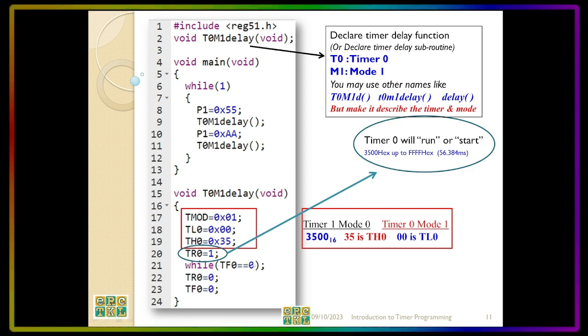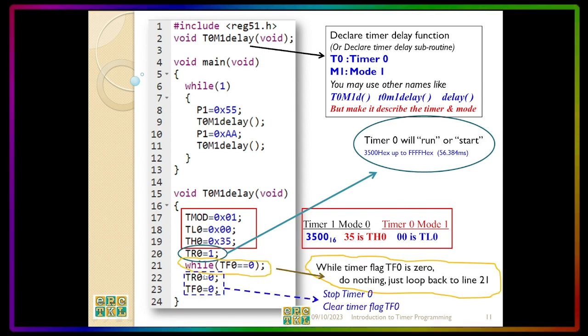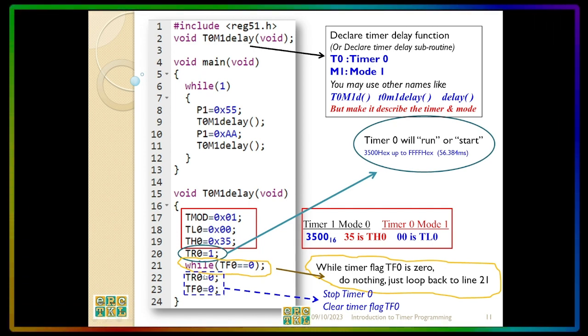Therefore, this will now become false, and we will be going to line number 22, which is to stop the timer from running, and line number 23, which is to set or reset the timer flag back to 0 again. So this is how the timer programming is done, and I hope you understand this discussion.